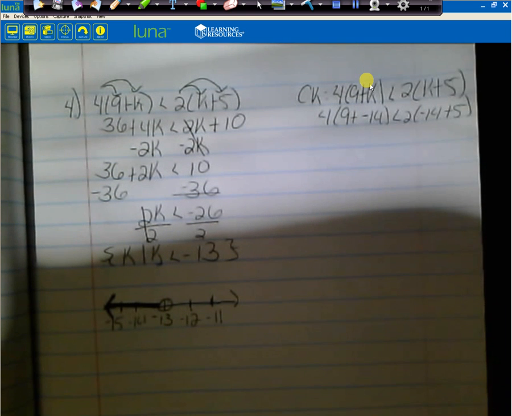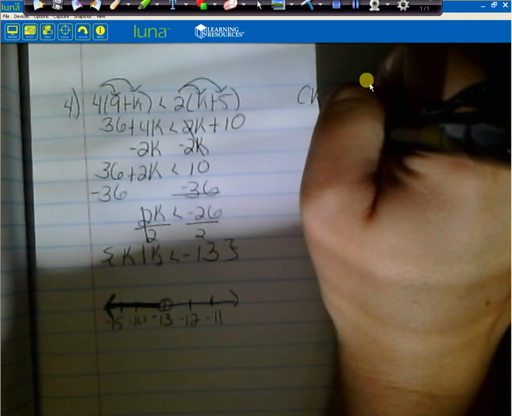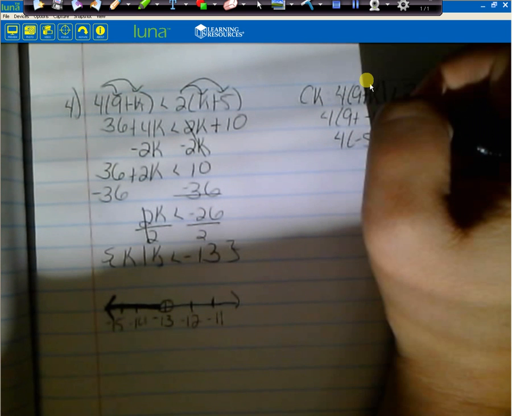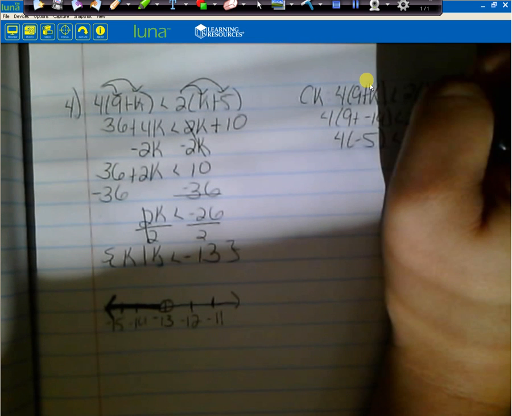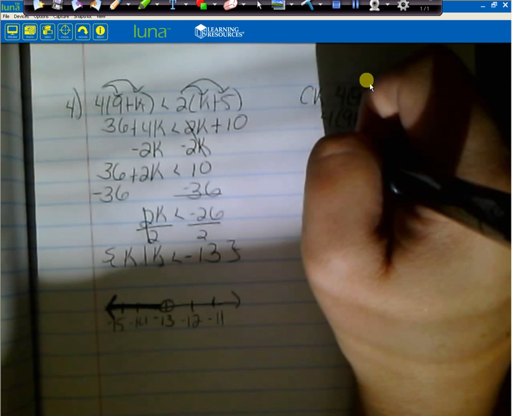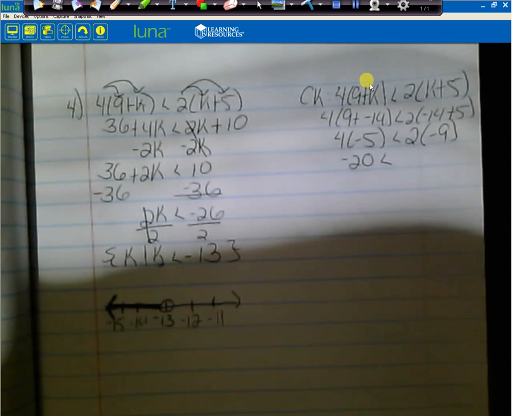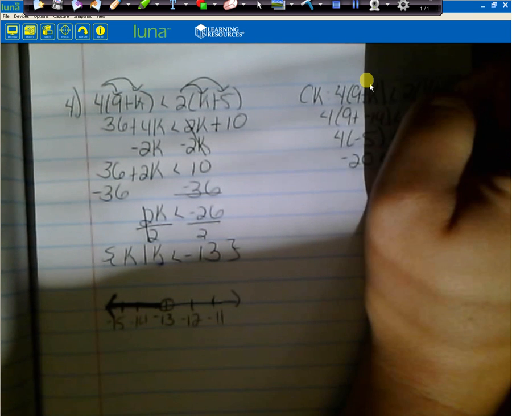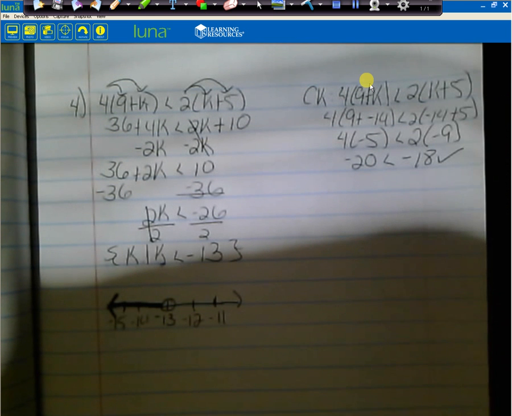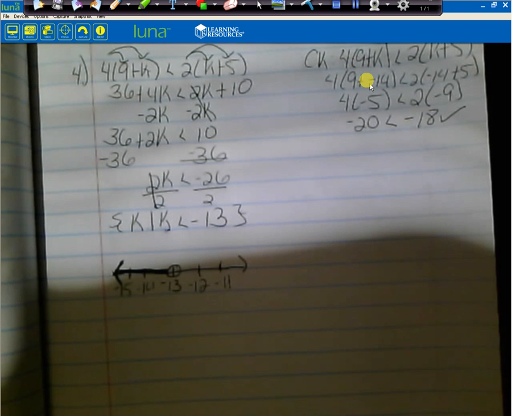And when I work this out, first I'm going to say 9 plus negative 14 is negative 5. So 4 times negative 5 is less than negative 14 plus 5 gives me negative 9. So 2 times negative 9. I'm going to say 4 times negative 5 is negative 20, is less than 2 times negative 9, which is negative 18. Negative 20 is less than negative 18. So that checks out. Please make sure you have your solve, set, graph, and check before you move on.